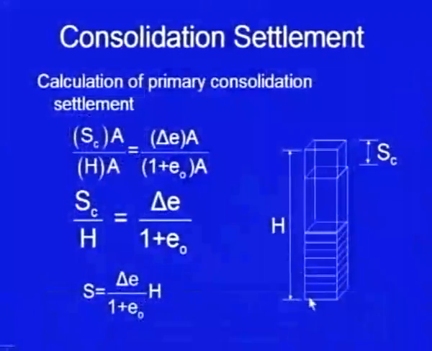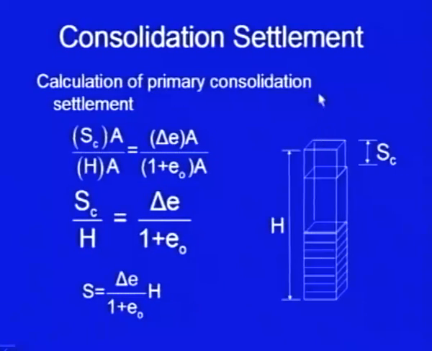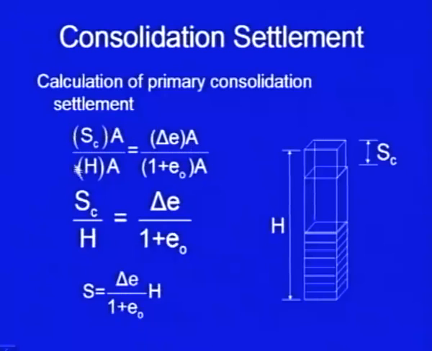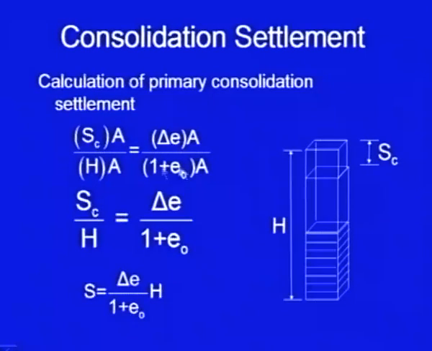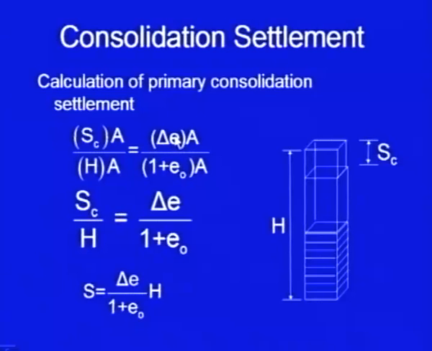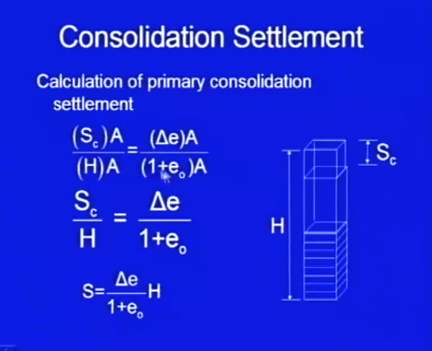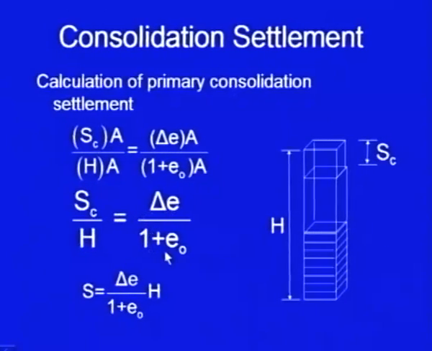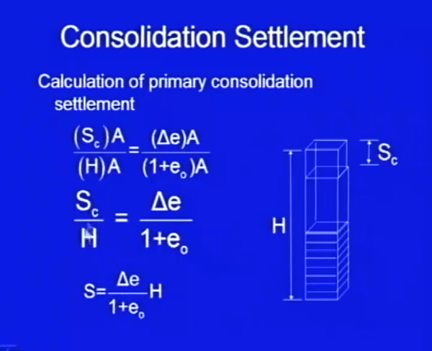Let us now go to how we have to use these values in the field. Here I have shown the soil mass of depth H, and let us say a building is constructed over here, and because of that load there is settlement. One can get these expressions: Sc times A divided by the total height H times A, where A is the area, will be equal to delta e times A divided by (1 plus e0) times A, where e is the void ratio. So, one can obtain the expression Sc upon H is equal to delta e upon (1 plus e0). Finally, you have Sc equal to delta e upon (1 plus e0) into H.